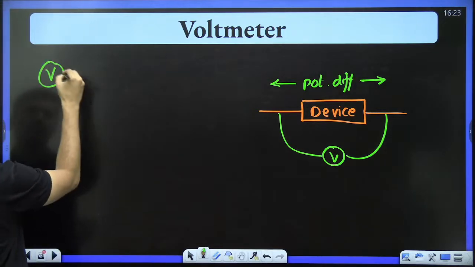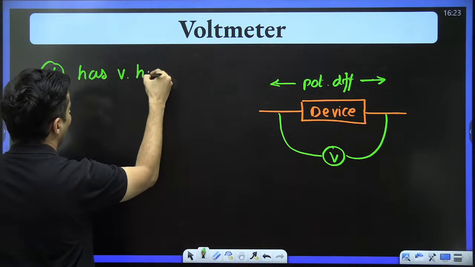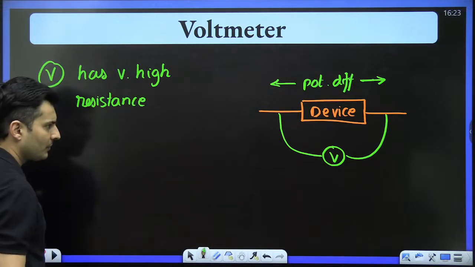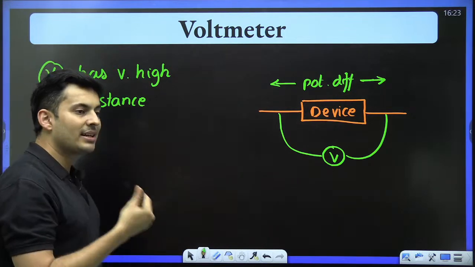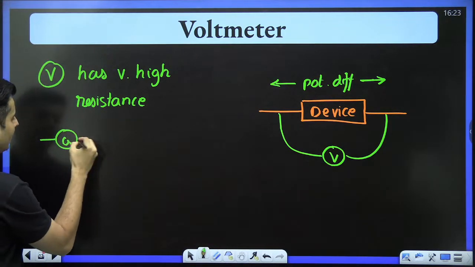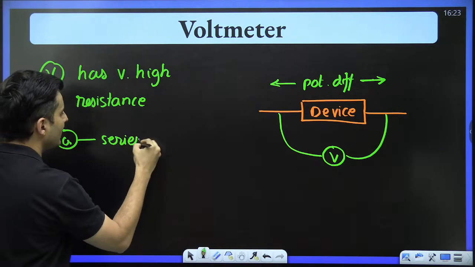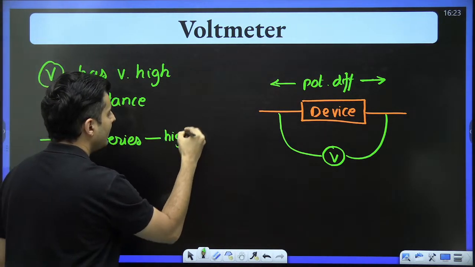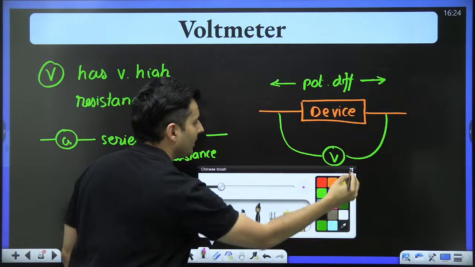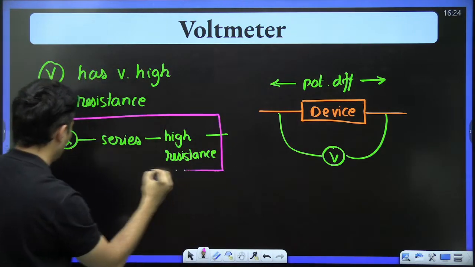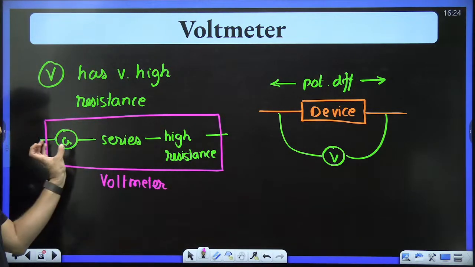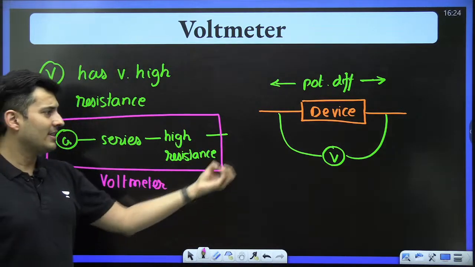So a voltmeter has very high resistance. Keep this in mind, number one. In order to keep that resistance very high, what you do is you basically take a galvanometer and connect it in series with a high resistance resistor. Together these two, you just call it the voltmeter. That's it. This is nothing but the voltmeter. You take a galvanometer, connect a very high resistance, and it becomes a voltmeter.